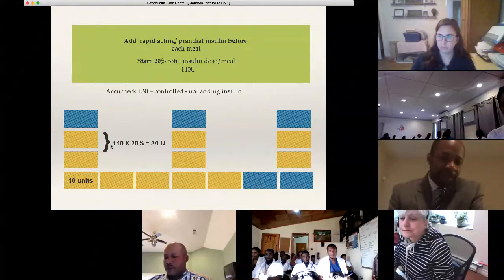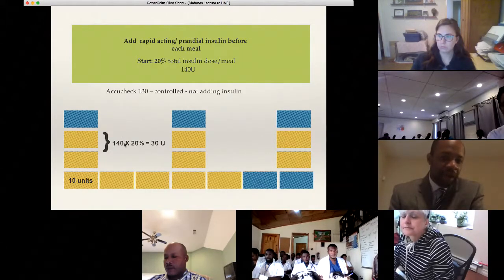The 30 units came from the new calculation of 140 units times the 20%.